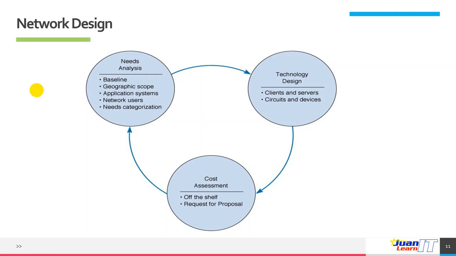Now, on the technology design, let's talk about technology design here. This is the next step. It examines the available technologies and assesses which options will meet users' needs. The designer makes some estimates about the network needs for every category of users and circuits in terms of the current technology. Because the basic network design is general, it can easily be changed as needs and technologies change.